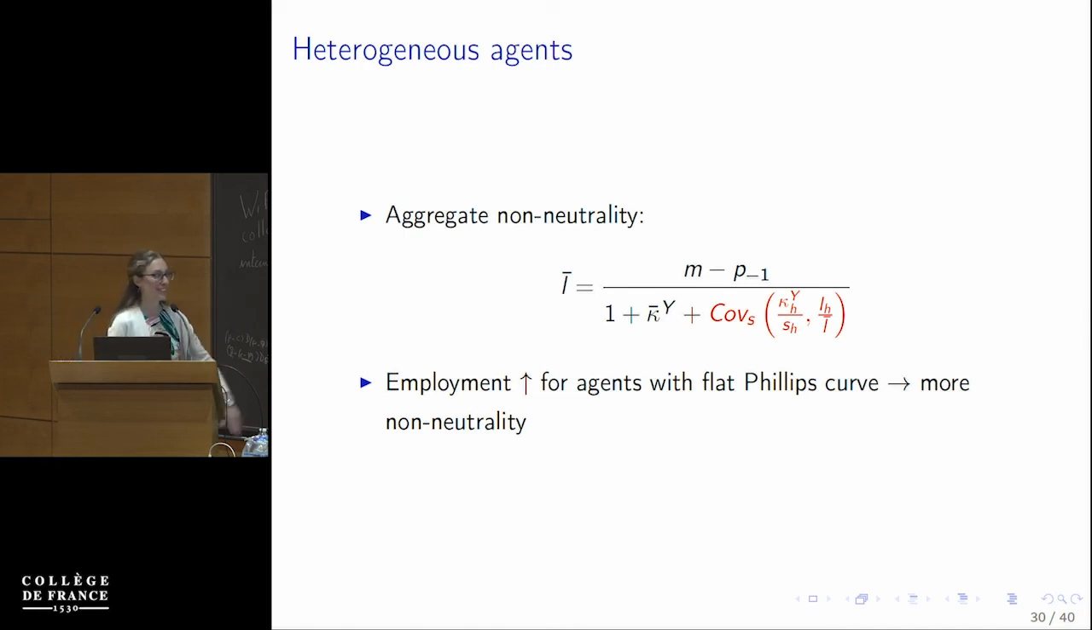So I haven't proved the theorem that says that this is always true, but I also haven't found a counterexample, so I'm still trying. But essentially the intuition here is that the economy can substitute towards flat Phillips curve workers, and so this increases the aggregate non-neutrality.